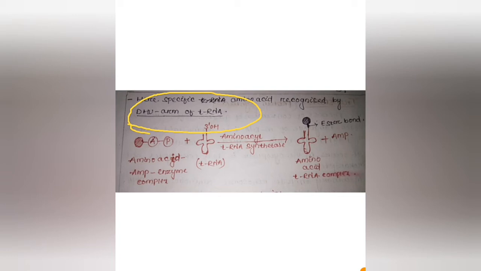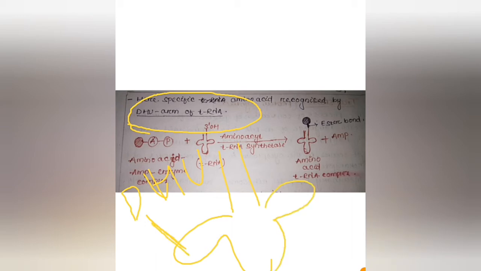DHU arm means this portion is the dihydrouridine arm. Its function is to recognize a specific amino acid. So in the tRNA structure, the DHU arm will recognize the specific amino acid which will get attached to tRNA, at the 3' end of tRNA.